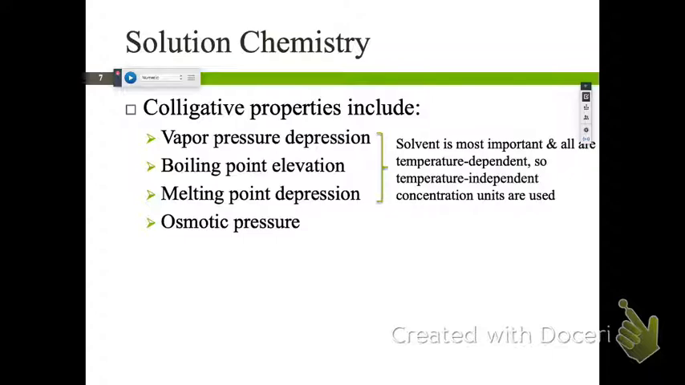Let's say it's the other way around. Is there a form of concentration that depends on the volume of the solution or the solvent? Molarity. Molarity is over the liters of solution. As you warm and cool solutions, you do have a slight change in volume. So for these 3, we're never going to use molarity.